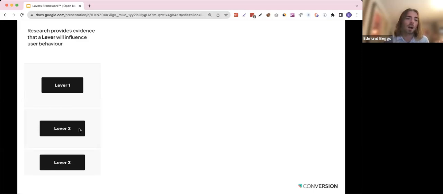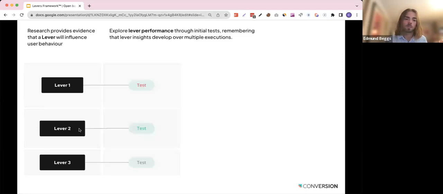So first, we think about how research provides evidence that a lever will influence user behavior. That was our initial steps when we decided, well, what kind of levers are likely to be important given what we know about the users? You might then go through some initial testing. So you're going to explore the performance of different levers through initial tests. But again, remembering that lever insights develop over multiple executions. They are broader claims than can be conclusively falsified or verified using a single experiment.